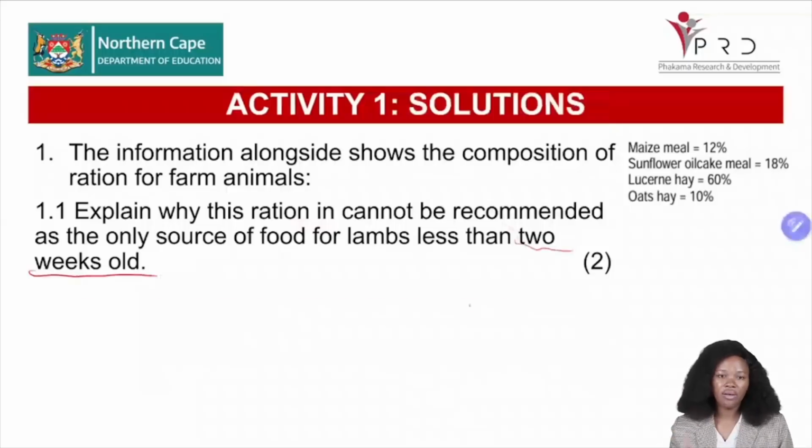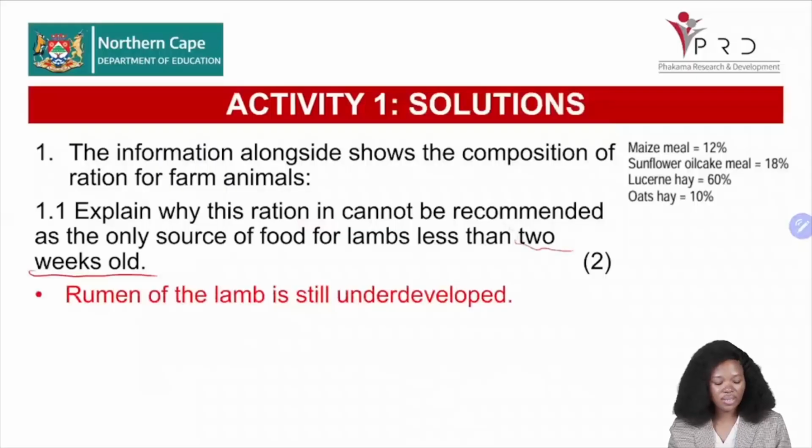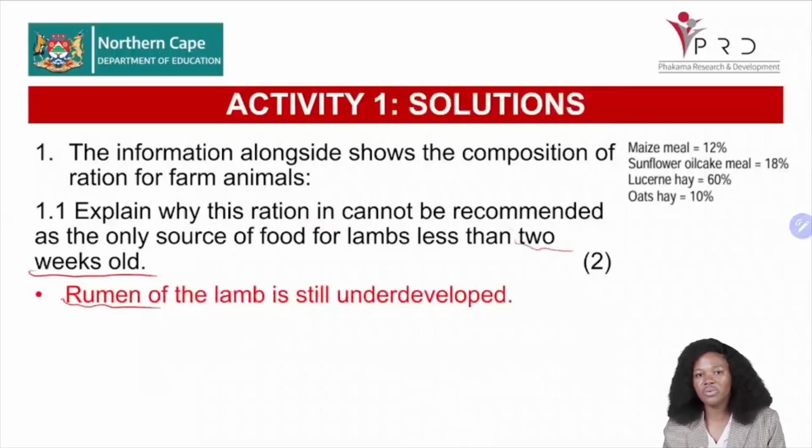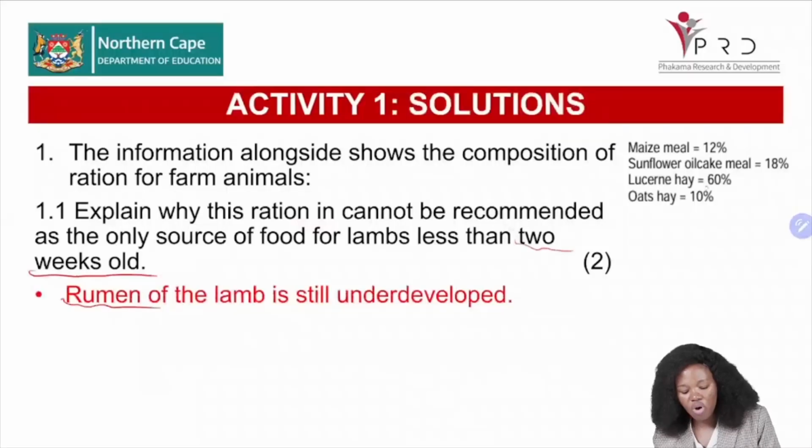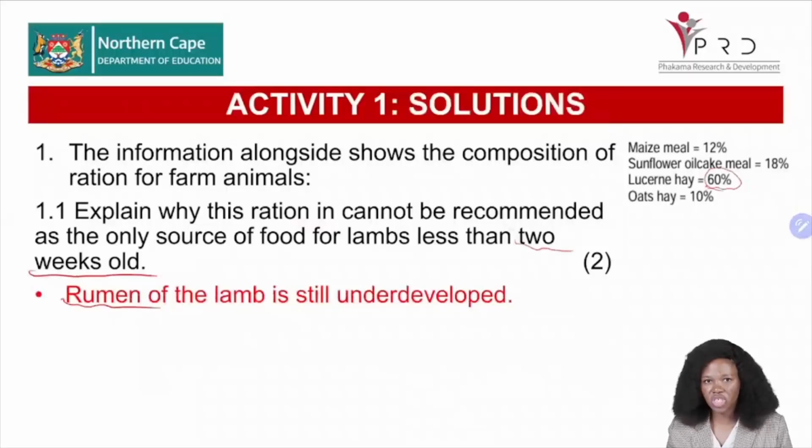Now, your reason for this is that the rumen of a lamb is still underdeveloped. The rumen is the one that secretes microorganisms, and these microorganisms digest feed that is rich in good fiber. A feed that is rich in good fiber is a roughage. This ration right here comprises mainly of roughages.